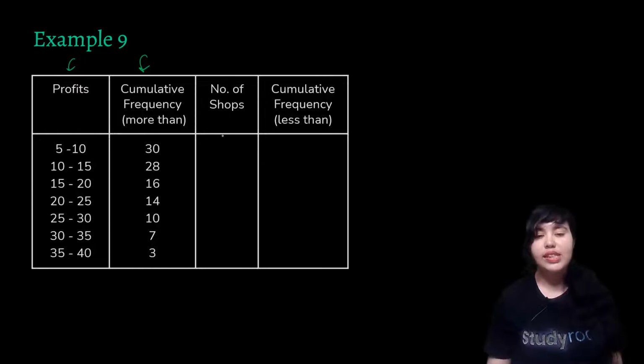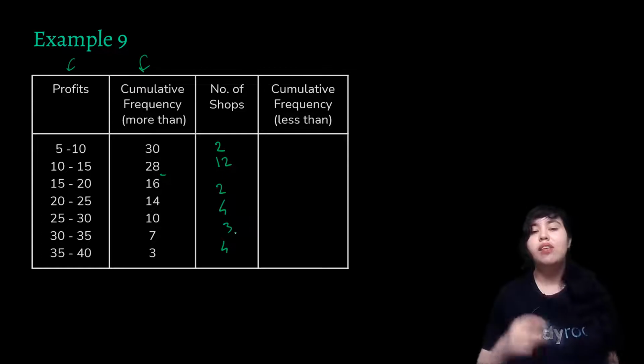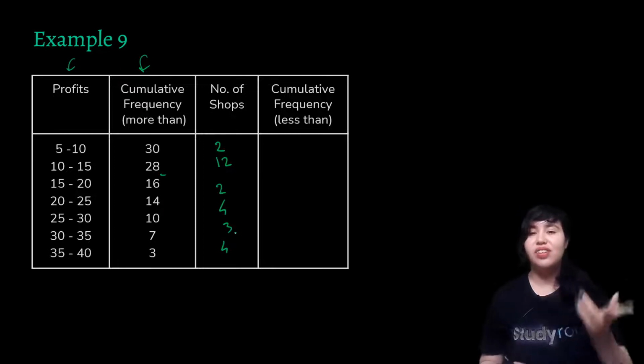So the first frequency will be 30 minus 28, that is 2. The second frequency will be 28 minus 16, that is 12. Then the next one will be 16 minus 14, 2, 14 minus 10, 4, 10 minus 7, 3, 7 minus 3, 4. We are basically moving in the backward direction. Normally, we are given the frequency and then we find out the cumulative frequency. Now you go in the reverse order.